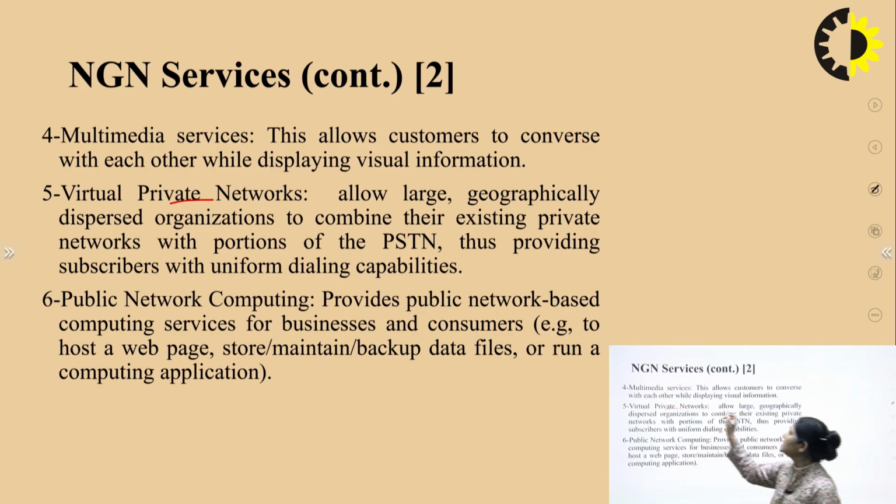Virtual private networks allow large geographically dispersed organizations, the organizations that are away from each other geographically, to combine their existing private networks with portions of the PSTN. They can combine their private networks with PSTN, thus providing subscribers with uniform dialing capabilities. Public network computing provides public network based computing services for businesses and consumers. Example, to host a web page, store, maintain backup data files or run a computing application. So these all things are possible.